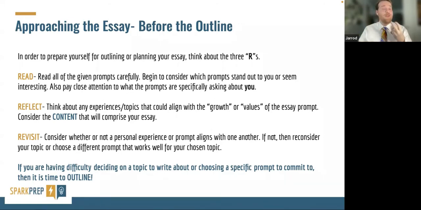After you've read and reread the prompts, the second R is to reflect. Think about any experiences or topics that could align with the growth or the values of the essay prompt. Consider the content or the actual information that's going to comprise your essay. And finally, revisit. Consider whether or not a personal experience or prompt align with one another. If they don't necessarily connect, you might have to revisit this topic and or the prompt and try to find one that fits more successfully.